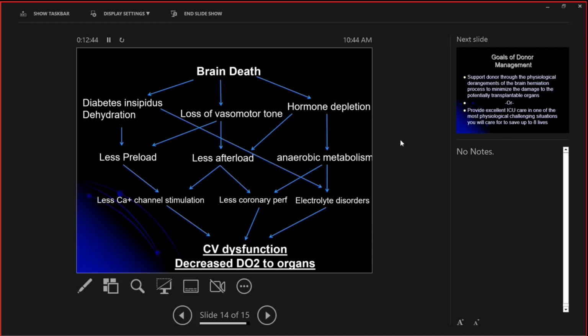Do you guys follow your ionized calciums closely? Yeah. That's why you do it, right? Because you follow ionized calciums as a reflection of making sure that you keep that in the high normal range to take advantage of the contractility benefits of it.